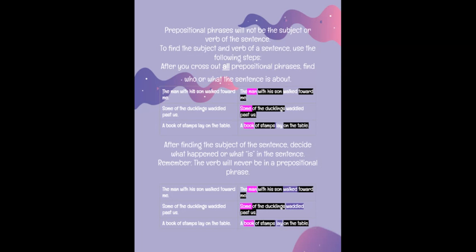Some of the ducklings waddled past us. Of the ducklings and past us are your prepositional phrases, so the verb cannot be in that. Some is the subject, so waddled is the action and the verb of the sentence. A book of stamps lay on the table. Of stamps and on the table are the prepositional phrases, so the verb cannot be in that. Book is the subject, so what did the book do? It lay on the table. So lay is your verb.